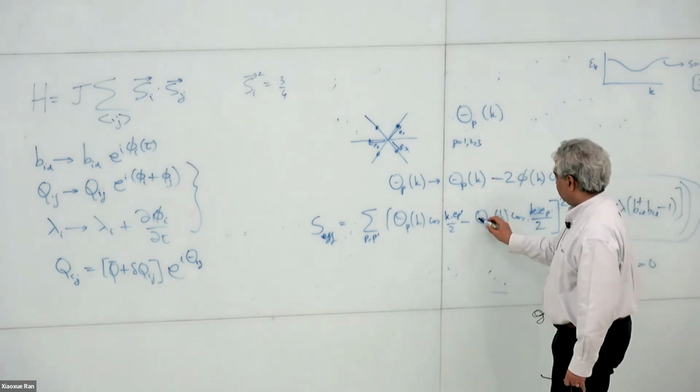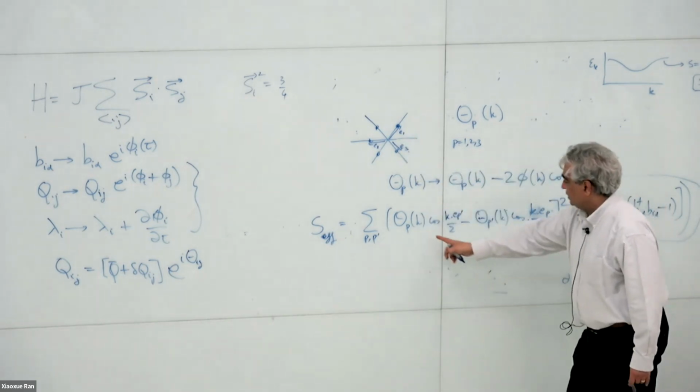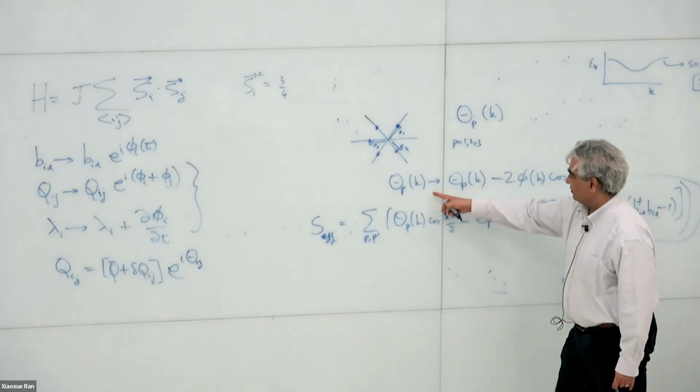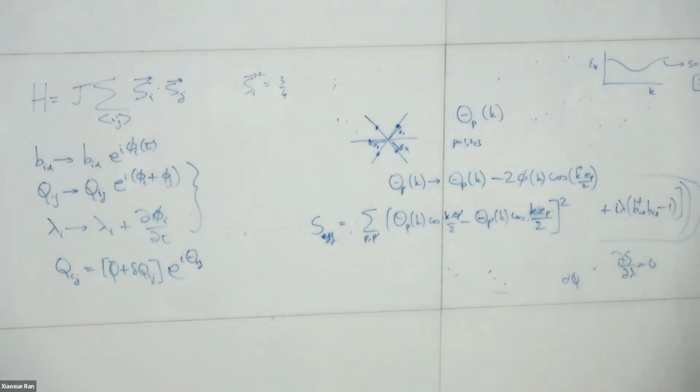So you get 3 terms between any 2 pairs. This particular combination is invariant under this gauge transformation. This is just the usual gauge transformation of electrodynamics. It's just that you're working on a complicated lattice. That's all.